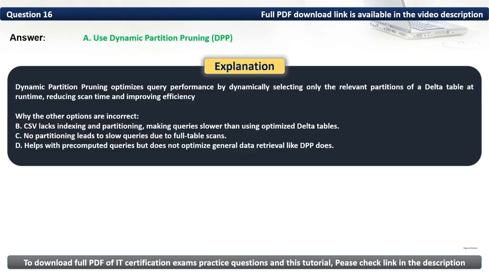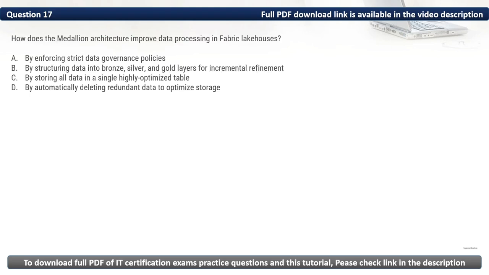DPP optimizes query performance by dynamically selecting only the relevant partitions of a delta table at runtime, reducing scan time and improving efficiency. Question 17.